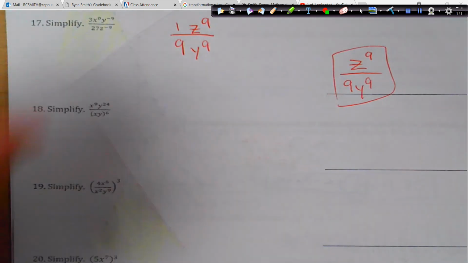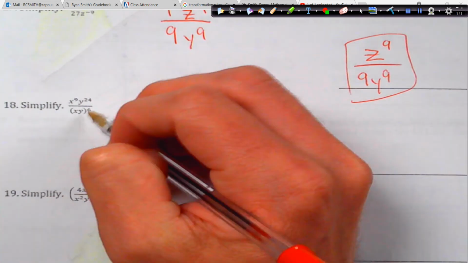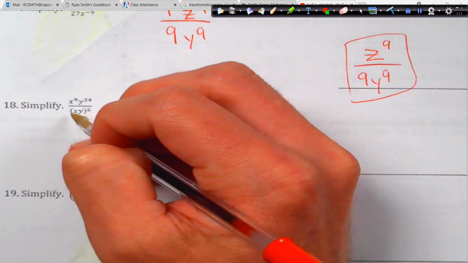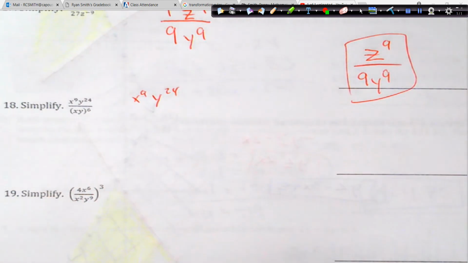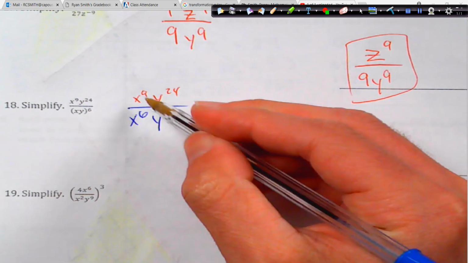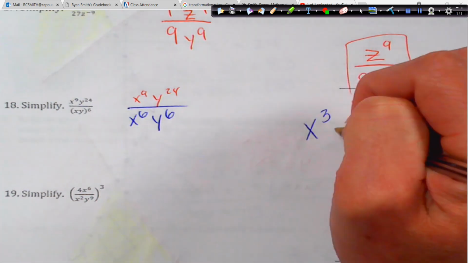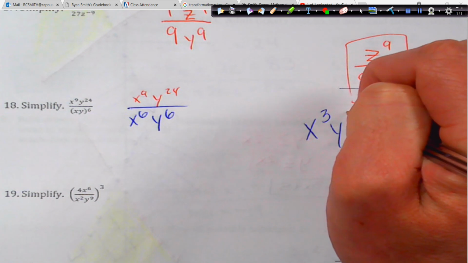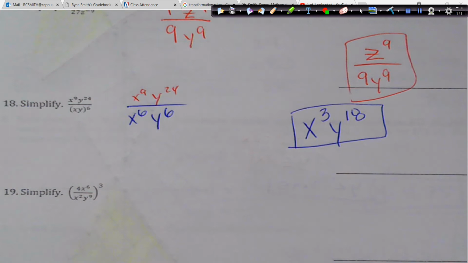Okay, zoom in a little bit more for this one, these ones. First I have to take care of the distributive property with this. This has become x to the 9th, y to the 24th. And then we're going to have x to the 6th, y to the 6th. Exponents are going to subtract, so I'm going to be left with x to the 3rd, and then y to the 18th power. And the bottoms are going to kind of disappear.